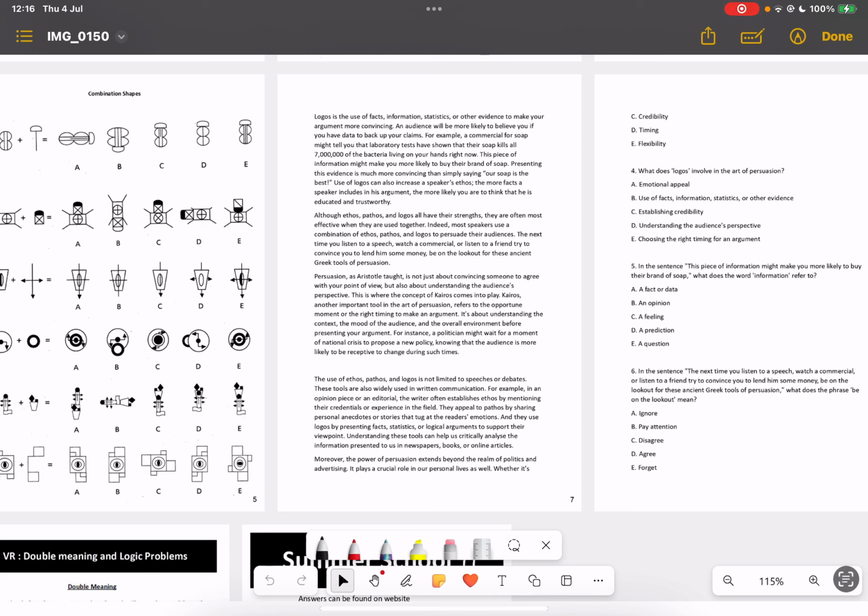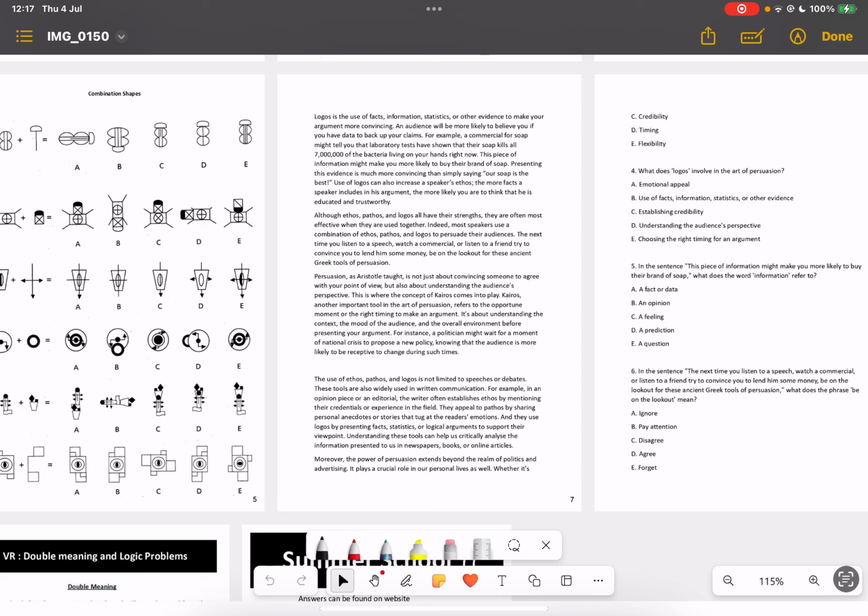The use of ethos, pathos, and logos is not limited to speeches or debates. These tools are widely used in written communication. For example, in an opinion piece or an editorial, the writer often establishes ethos by mentioning personal anecdotes or stories that tug at the reader's emotions. And they use logos by presenting facts, statistics, or logical arguments to support their viewpoint. Understanding these tools can help us critically analyze the information presented to us in newspapers, books, or online articles.